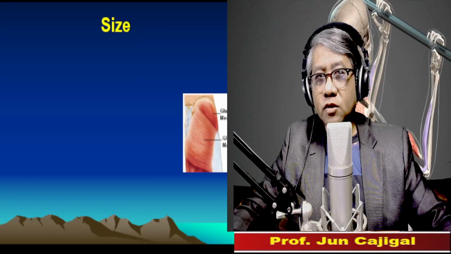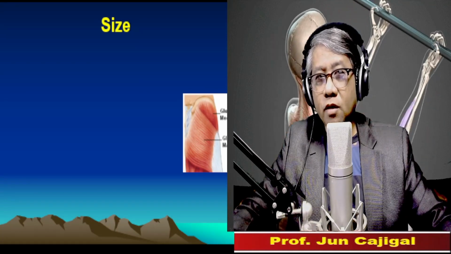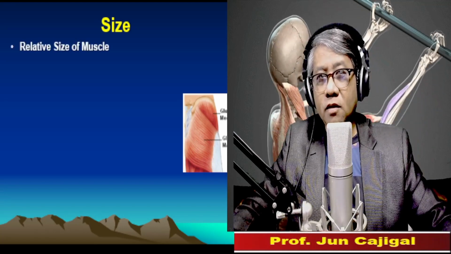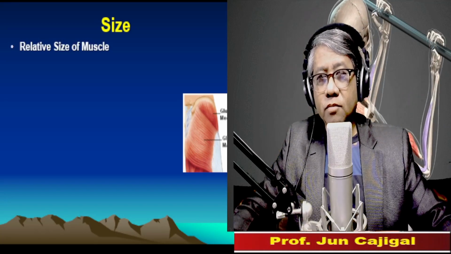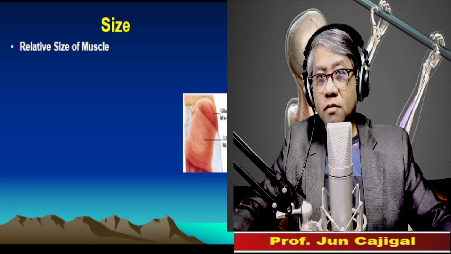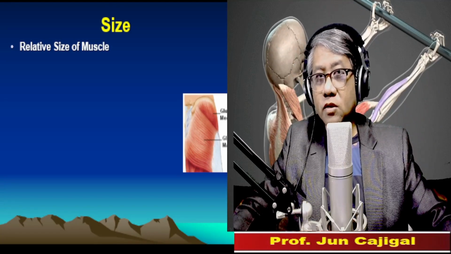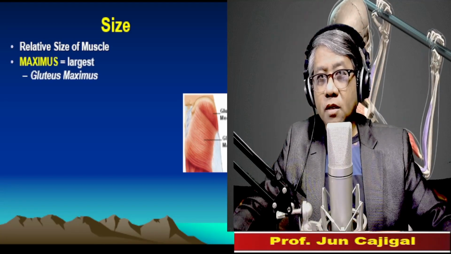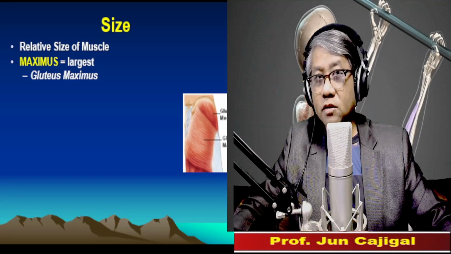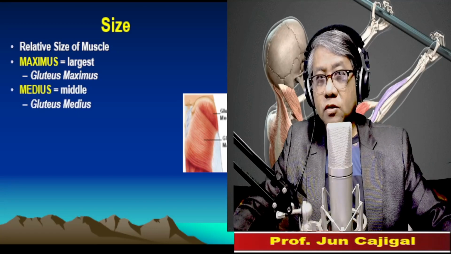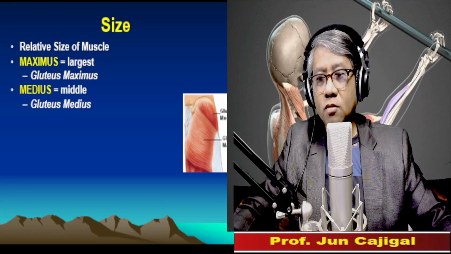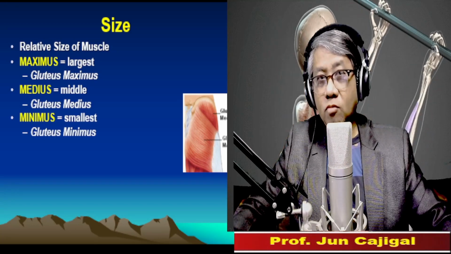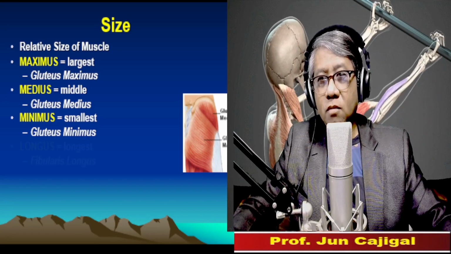In terms of size, we need to consider the following. First, we have the relative size of the muscle and the length of the skeletal muscle. In terms of the relative size of the muscle, the largest muscle is called maximus, like gluteus maximus. If the muscle is middle size, we call that medius, such as gluteus medius. And if the muscle is the smallest, we call that minimus, like gluteus minimus.